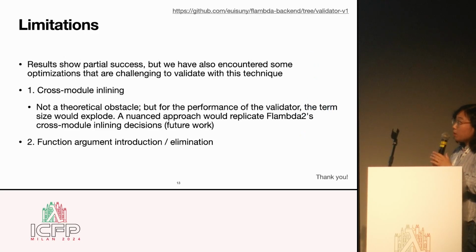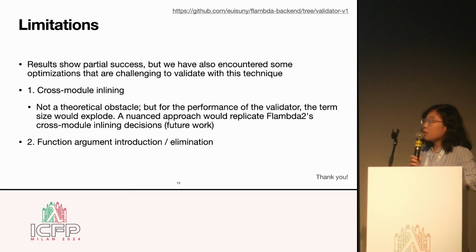So, of course, there are still some limitations on this work. Results show partial success, but we also encountered some optimizations that are challenging to validate with this specific technique, such as cross-module inlining, which is a useful optimization. It's not a theoretical obstacle, but for the performance of the validator, the term size would explode already. The term sizes get quite large even when testing without cross-module inlining. A more nuanced approach would replicate Flambda2's cross-module inlining decisions, because Flambda2 does have an inlining tree that reports when it will inline or not.